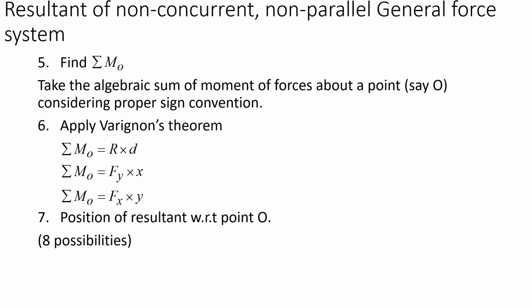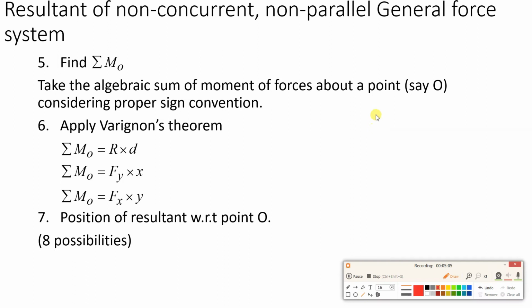So I'll give you an example of this. Suppose this is y-axis and this is x-axis. At center we have point O. So this is point O, and suppose resultant is like this. What will be this? D. It will be perpendicular distance of this resultant from this point O. So this is D.